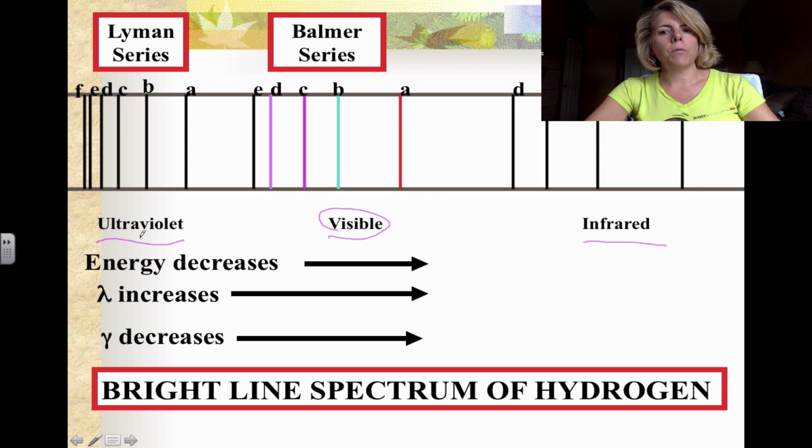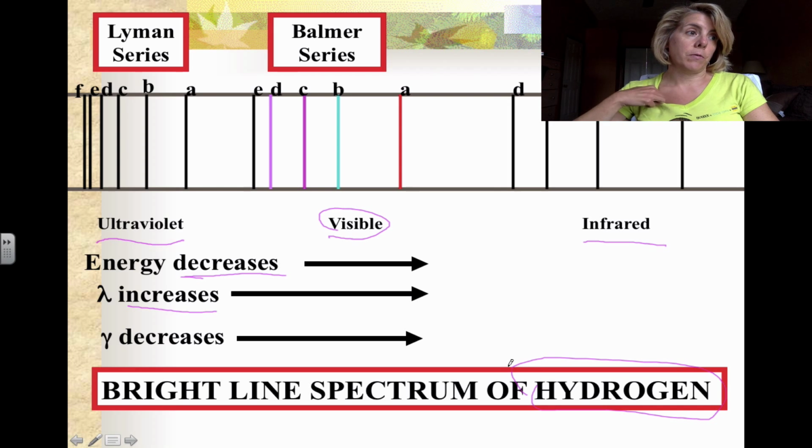And notice as you go from ultraviolet to infrared, the energy decreases. The wavelength increases, and lastly, the frequency will decrease. Now notice that the bright line spectrum is only for hydrogen. So the Paschen, Lyman, and Balmer series only work for hydrogen. It's different for other elements.